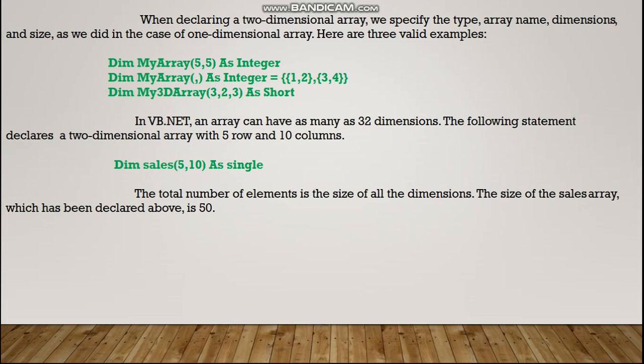In VB.NET, an array can have as many as 32 dimensions. The following statement declares a two-dimensional array: Dim sales(5, 10) As Integer. The size of the first dimension is 5 and the second dimension is 10. The total number of elements is the product of the sizes of all the dimensions. The size of the sales array declared above is 50.